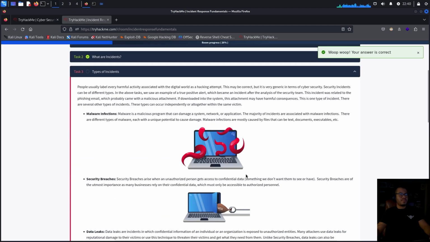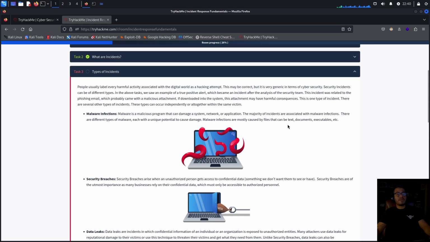Okay, types of incidents. People usually label every harmful activity associated with the digital world as a hacking attempt. This may be correct, but it is very generic in terms of cybersecurity. Security incidents can be of different types. In the above tasks, we saw an example of a true positive alert, which became an incident after the analysis of the security team. This incident was related to the phishing email, which probably came with a malicious attachment. If downloaded into the system, this attachment may have harmful consequences. This is one type of incident. There are several other types of incidents.